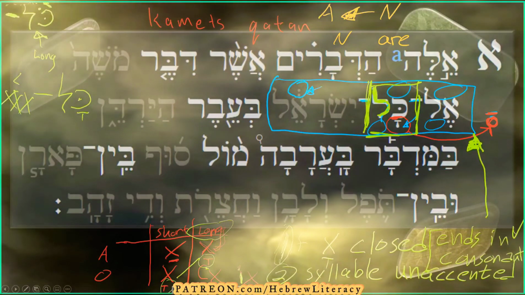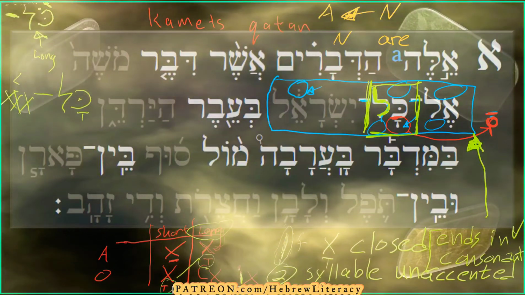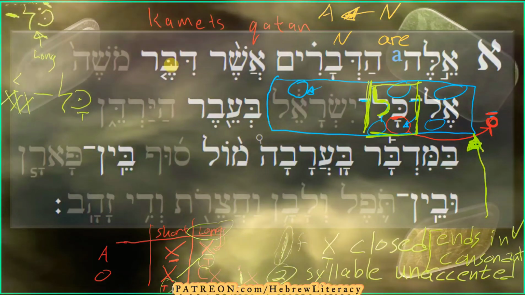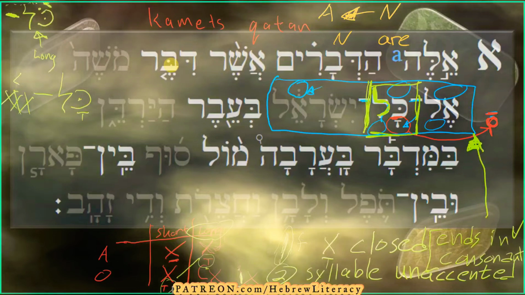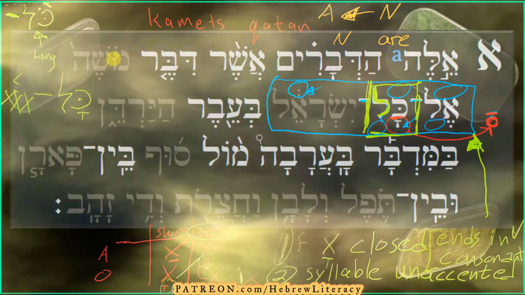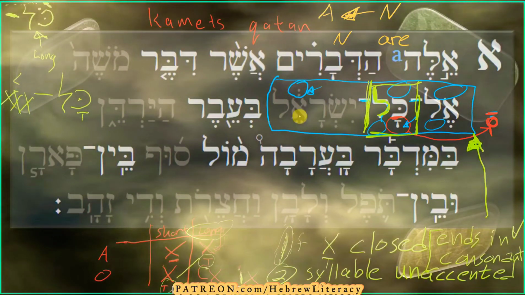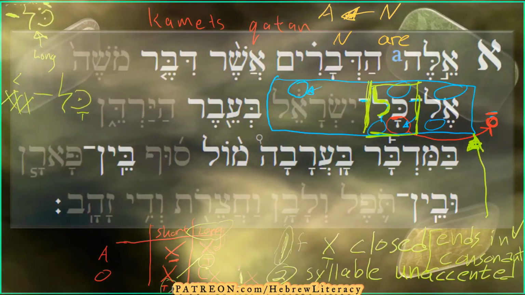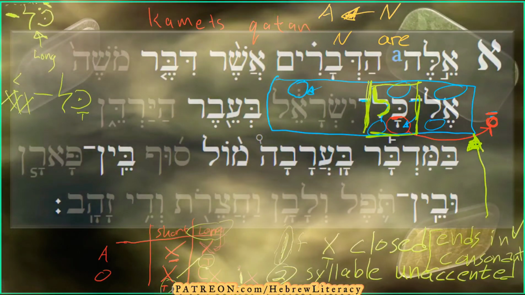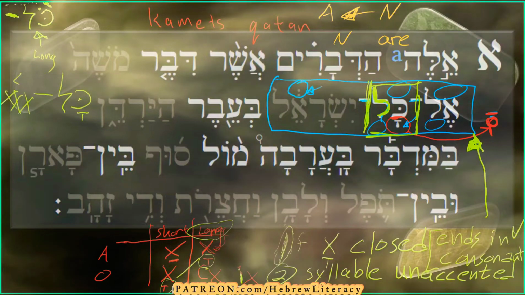Asher, what's Asher? That, which. Which Moshe spoke. Moshe spoke. El Kol Yisrael, to all of Israel, right? Okay, good.